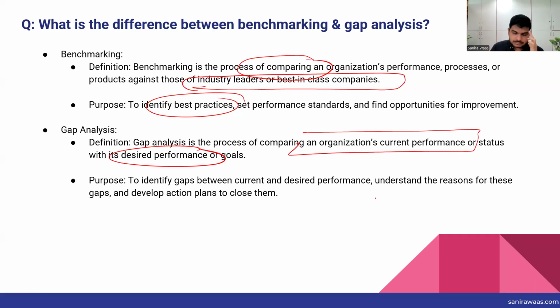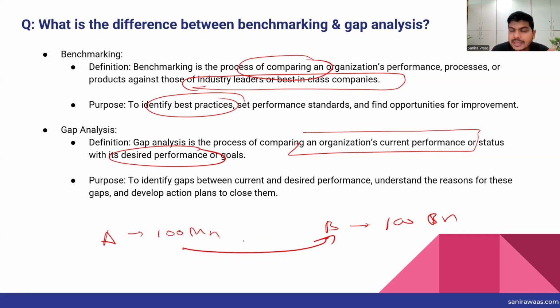Example: you have A organization and B organization. Let's say, I'm just giving numbers. A organization is your organization. You are making 100 million. B organization is making 100 billion. So you are trying to first do benchmarking with A and B and see what are the good things they do. What are the right things they do? How they do their marketing, how they do their production, and so on and so forth.